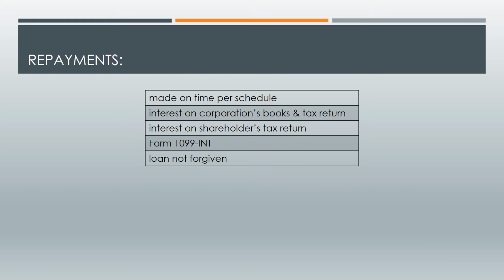With respect to the loan repayments, they should be made in fixed dollar amounts on time according to a loan amortization schedule that's created at the beginning of the loan. Interest expense should be recorded on the corporation's books and deducted on the corporation's tax returns. Interest income should be reported on the shareholder's tax return. Form 1099-INT should be issued if required, and any loan payments or balance should not be forgiven by the shareholder lender.